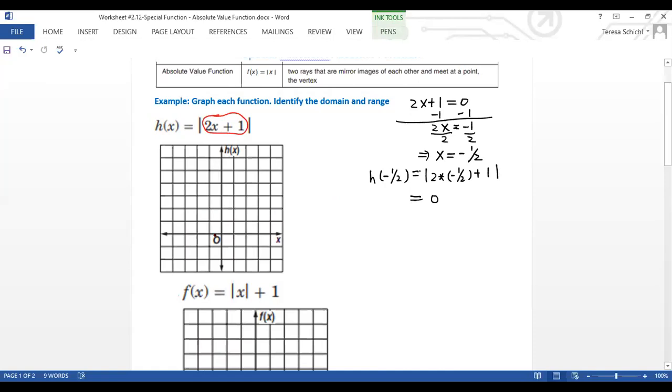Oh, it disappears. I don't know why it wants to disappear. So it's negative 1/2, right? So like I said, you can just choose one unit to the right of it. So this is negative 1/2. How about x equal to 0? So I will say x equals 0. When x equals 0, what is h of 0? This is 2 times 0 plus 1. So it's 1. So 0 is a half unit away here, right?